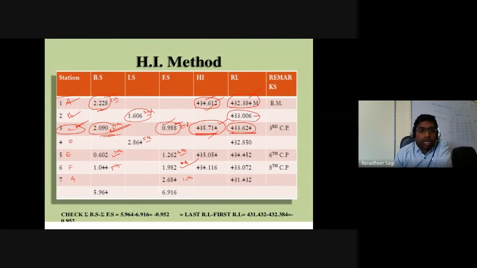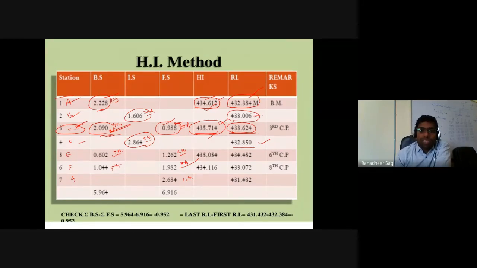Then with regard to point D position where the leveling staff is placed, your staff reading is 2.864. With regard to the new instrument position, I am taking my staff readings. Then what is the RL value of point D? RL value of point D is nothing but the height of the instrument minus the staff reading I had at point D position. Height of the instrument is 435.714 minus 2.864, which gives me 432.850, which is the RL value at point D.